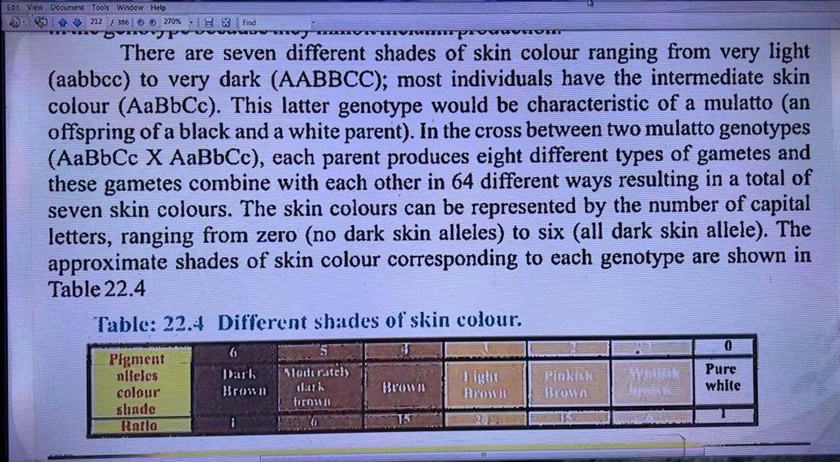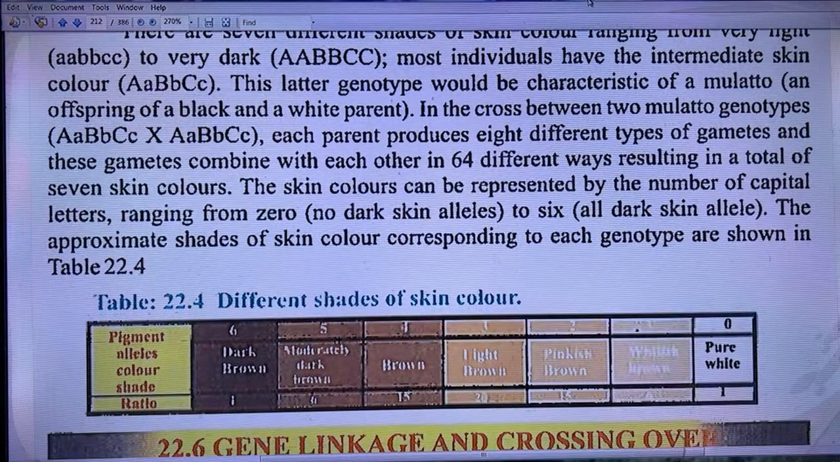This latter genotype would be characteristic of a mulatto, offspring of a black and a white parent. In a cross between two mulatto genotypes, each parent produces eight different types of gametes, and these gametes combine with each other in 64 different ways, resulting in a total of seven skin colors. The skin color can be represented by the number of capital letters, ranging from 0, no dark skin allele, to 6, all dark skin alleles. The approximate shades of skin color corresponding to each genotype are shown in table 22.4.